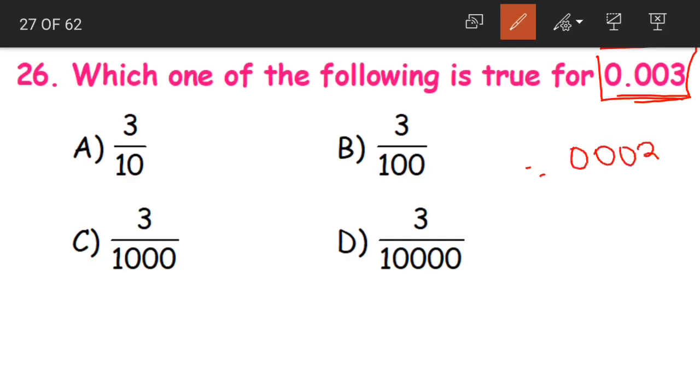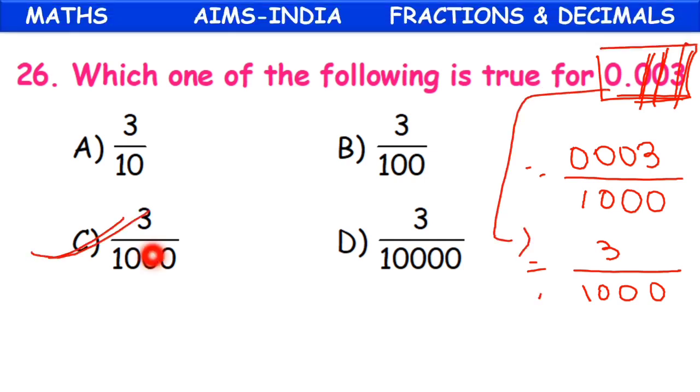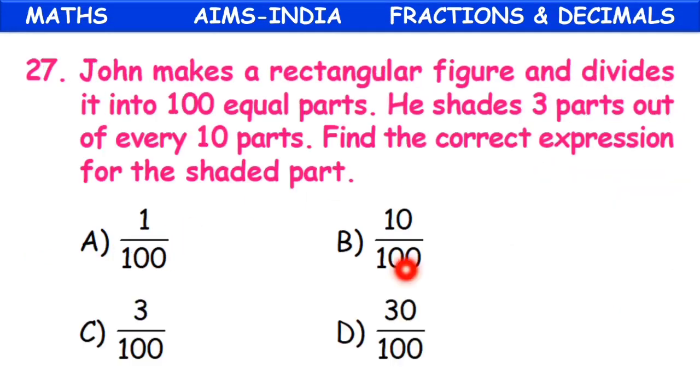Write the number as it is without the decimal point, divided by 1, and count the number of decimal places. We are having 3 decimal places, so 3 zeros after 1. Now in the numerator 0003 is nothing but equal to 3, divided by 1000 in the denominator. So 3 by 1000 is the fraction for the given decimal 0.003. Option C becomes our correct answer. It is true for the given decimal.